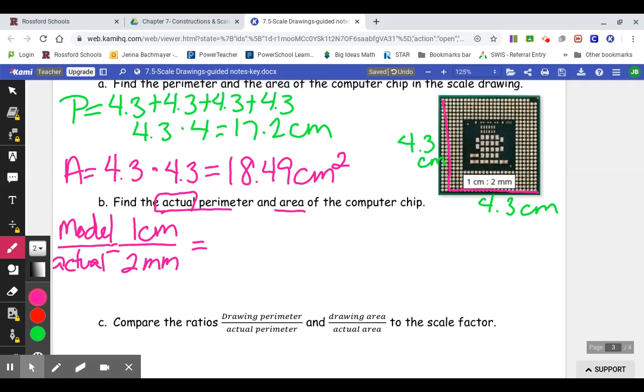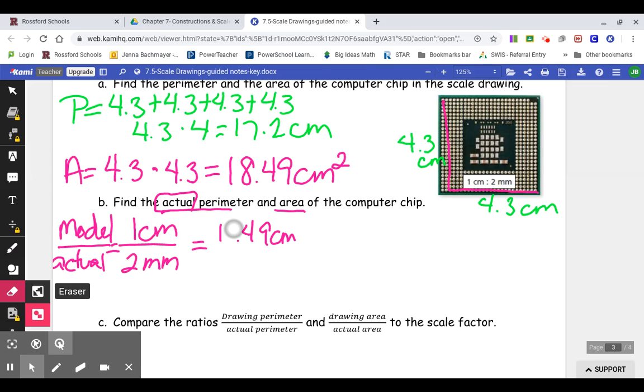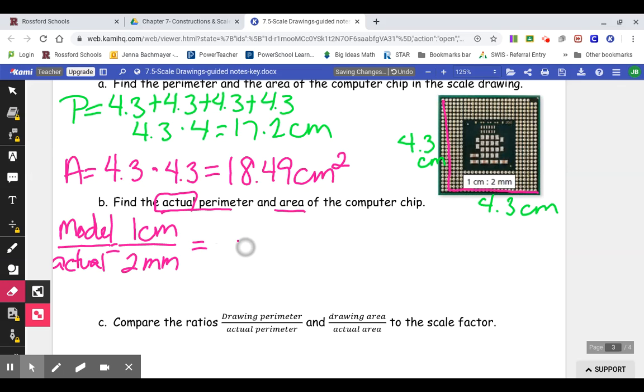So let's start with perimeter. Perimeter, I'm going to put 17.2 centimeters. Actually, let's do area since I'm still in the same color. Let's do 18.49 centimeters squared. Sorry, we actually have to backtrack. I misspoke again, so let's get rid of this. We need to find what my 4.3 centimeter side length is as a millimeter. I'm so sorry about that.